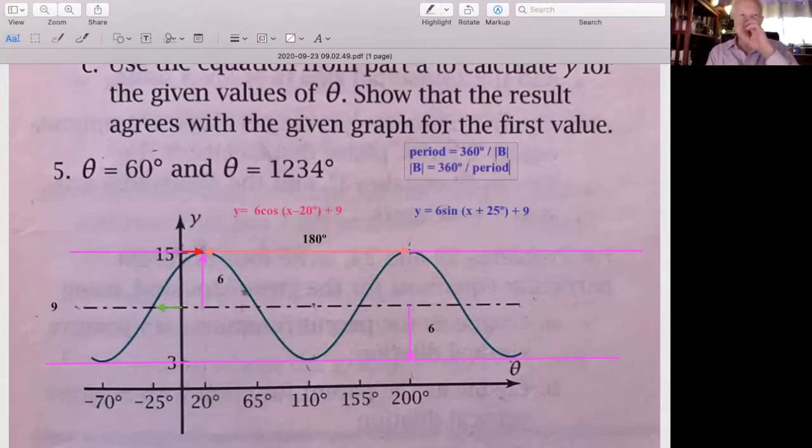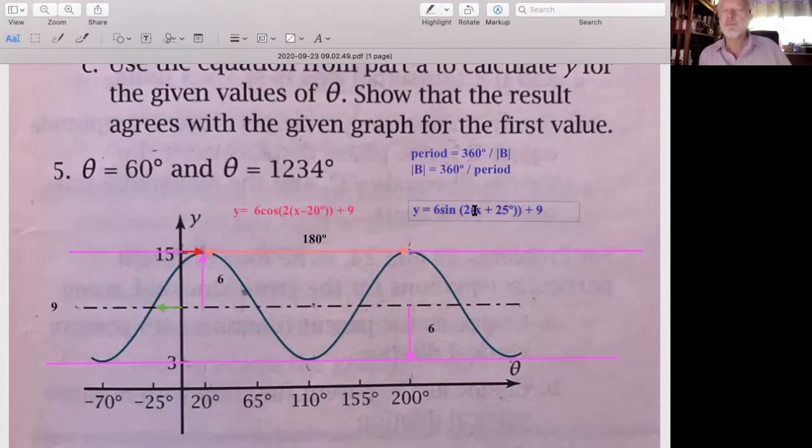Now we already know what the period is here. The period here is 180 degrees. If we divide 360 by 180 degrees, we're going to get 2. So B needs to be 2. It's on the inside of the argument. The argument is what you call the quantity or the expression that's inside the parentheses in a function. It's the thing that is the input for the function.